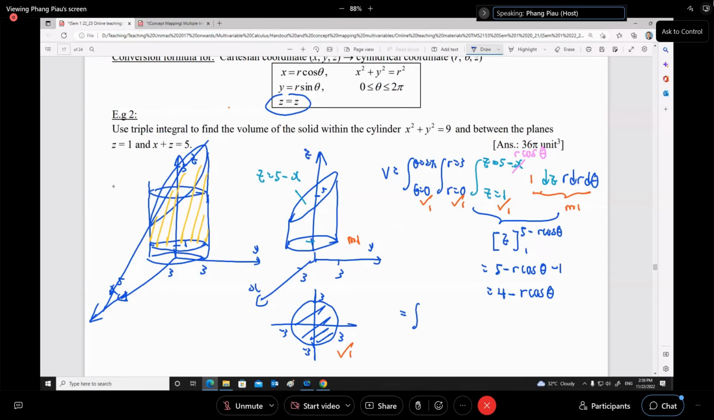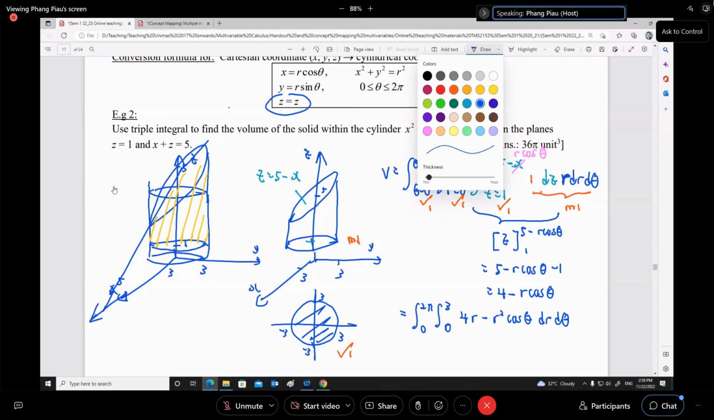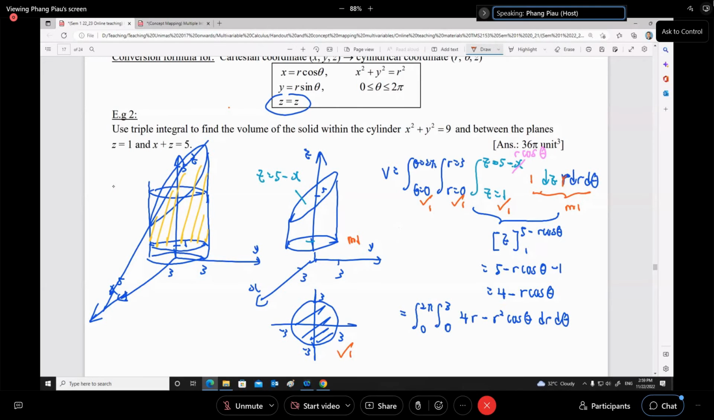The integration will become 0 to 2 pi, r from 0 to 3. So remember, we still have 1 r here. So everything will become 4r minus r power 2 cos theta dr d theta. So be very careful, don't forget this r here. I think I highlighted that with a red color, r.